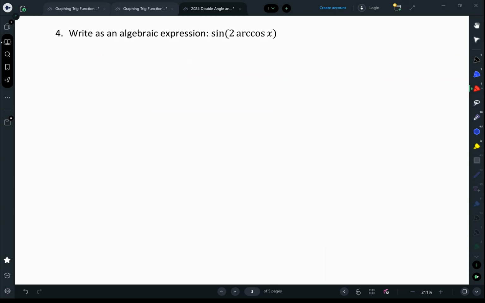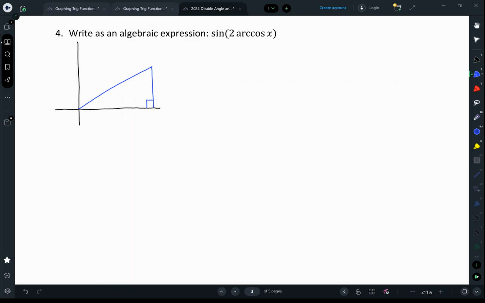Let's check out another way that this double angle formula can be helpful. Here it says to write as an algebraic expression the sine of 2 arc cosine of x. Now we've done problems similar to this already, so let's do it in the same way. The first thing I want to do is draw a diagram. A diagram is going to go a long way with this problem. And like we've said before, whenever we have algebraic expressions like this, we're going to draw them in quadrant 1. So here I'm going to draw a triangle in quadrant 1.